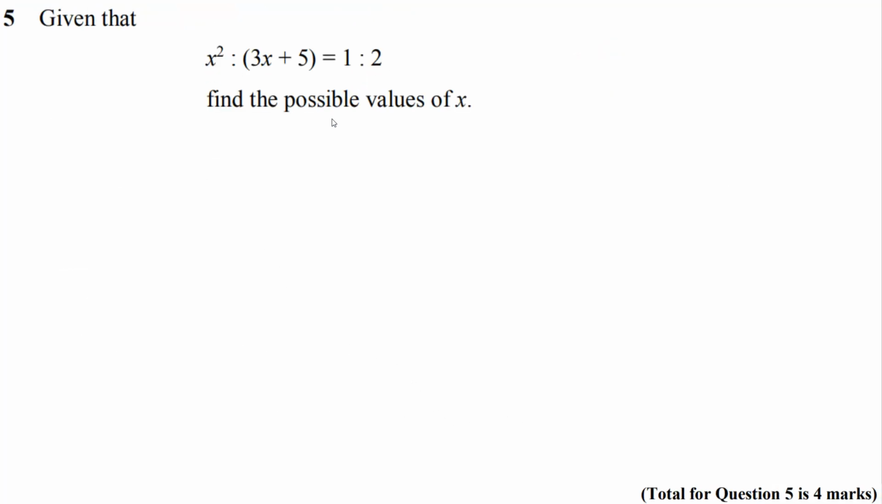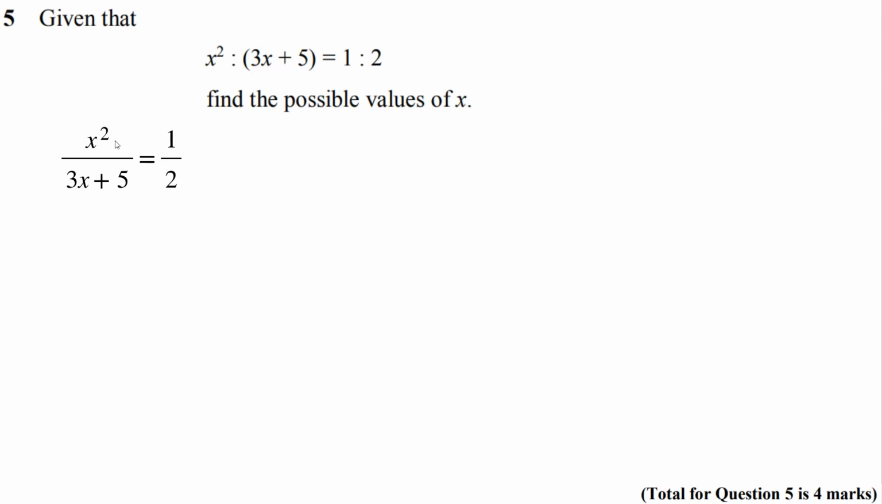Given this, find the possible values of x. Whenever you get a ratio like 1 to 2, it's the same as saying 1 over 2. So whenever you see a colon, you can read it as over. So x squared over 3x plus 5 equals 1 over 2. So just write that down.